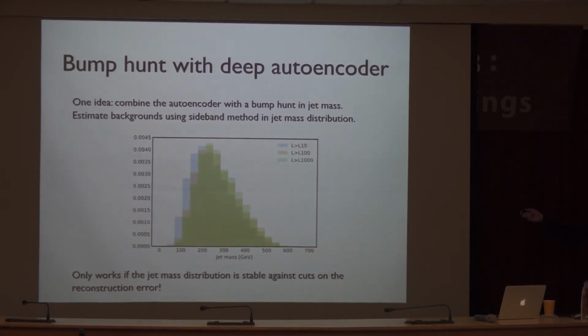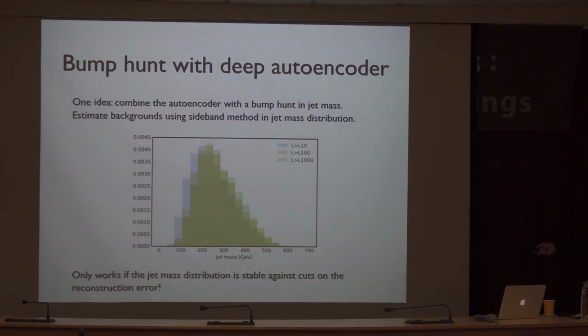So if it's a bump hunt in jet mass, I can estimate my backgrounds using a sideband method in the jet mass distribution. But this only works if the jet mass is uncorrelated with the autoencoder loss. Basically, if I cut on the autoencoder reconstruction error, I shouldn't sculpt a fake peak in my jet mass distribution of the background. This is a somewhat technical point, but it's actually important. Otherwise, you can't use this.